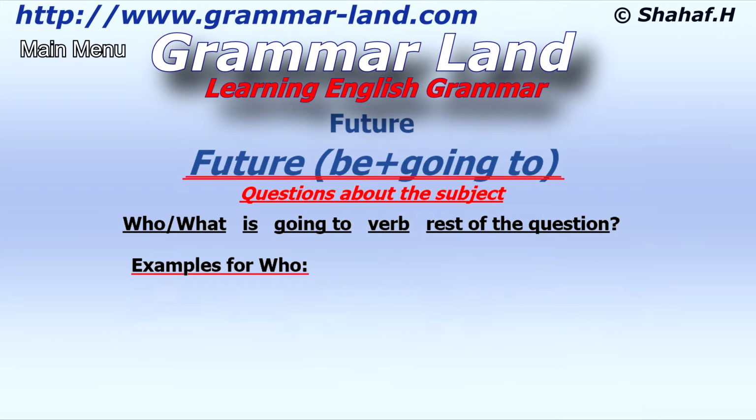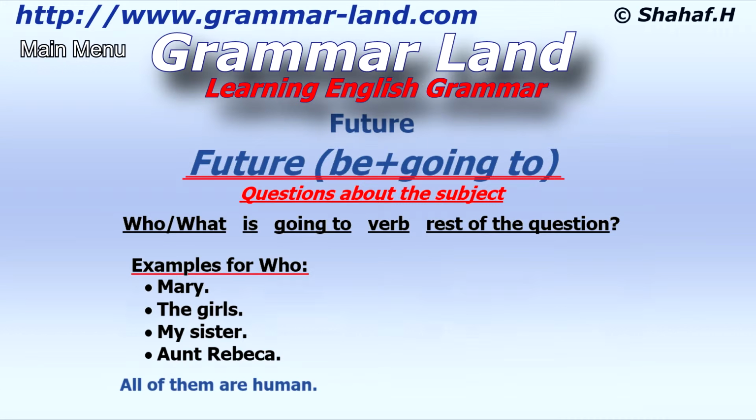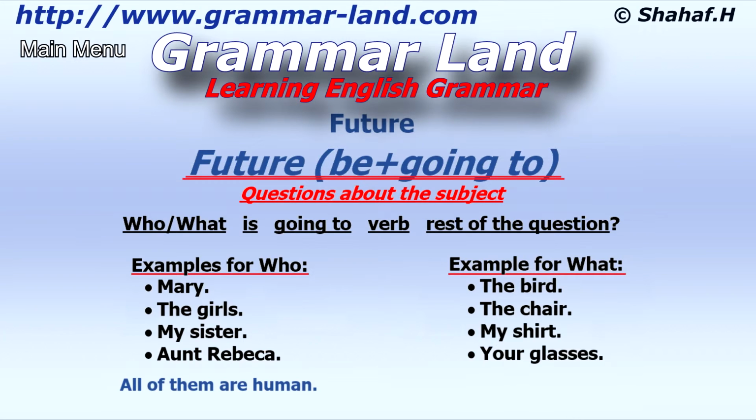Example for who: Mary, the girls, my sister, Aunt Rebecca, and so on. All of them are human. Example for what: this bird, the chair, my shirt, your glasses, etc. Not human.